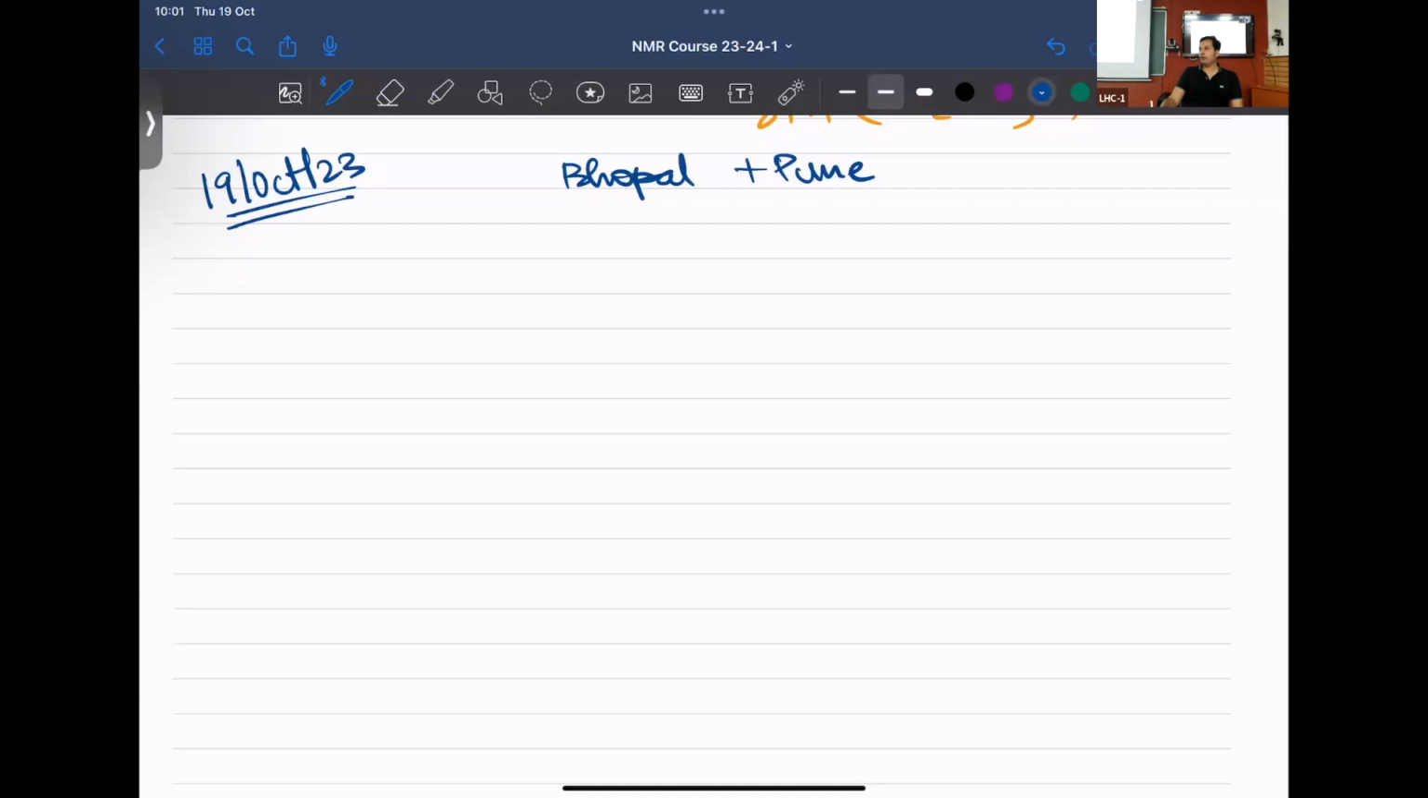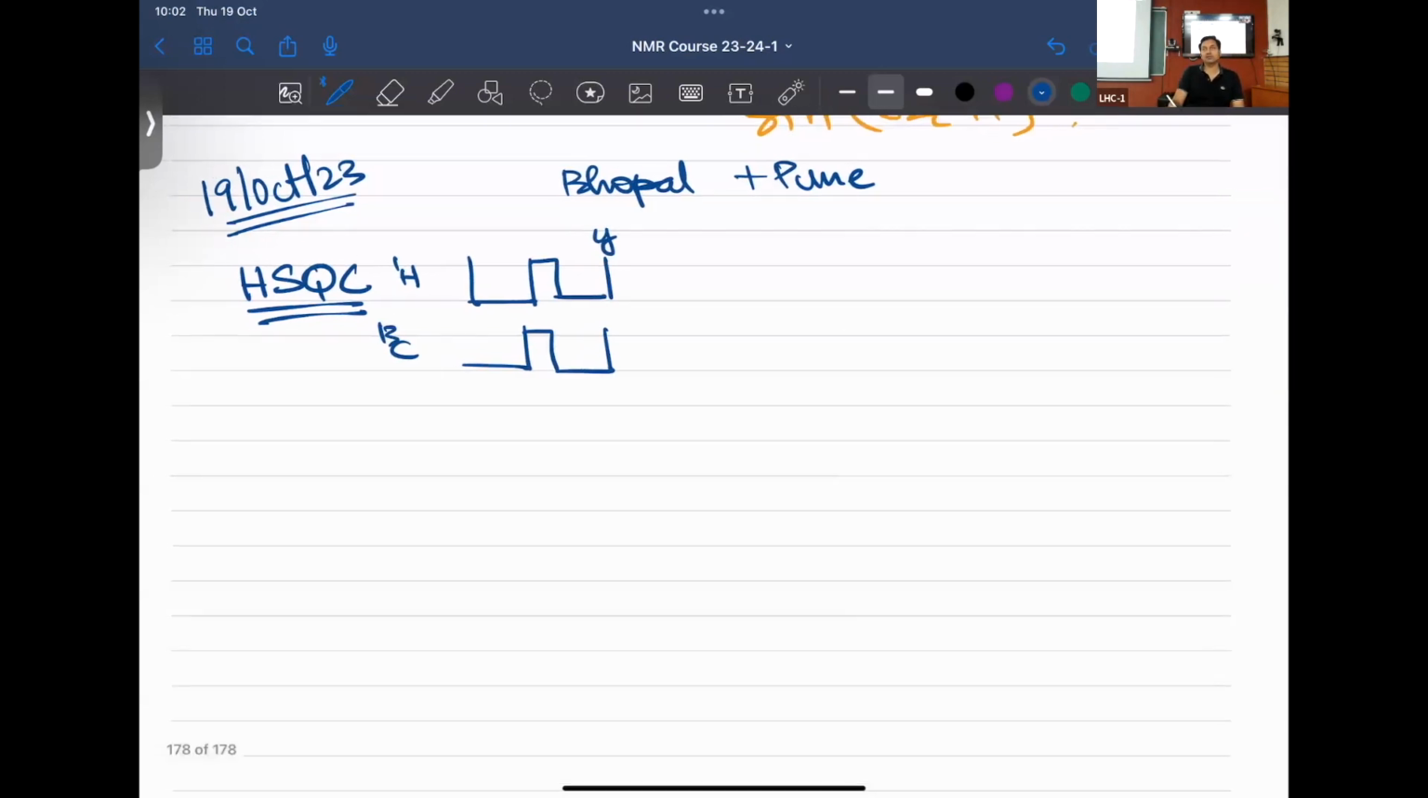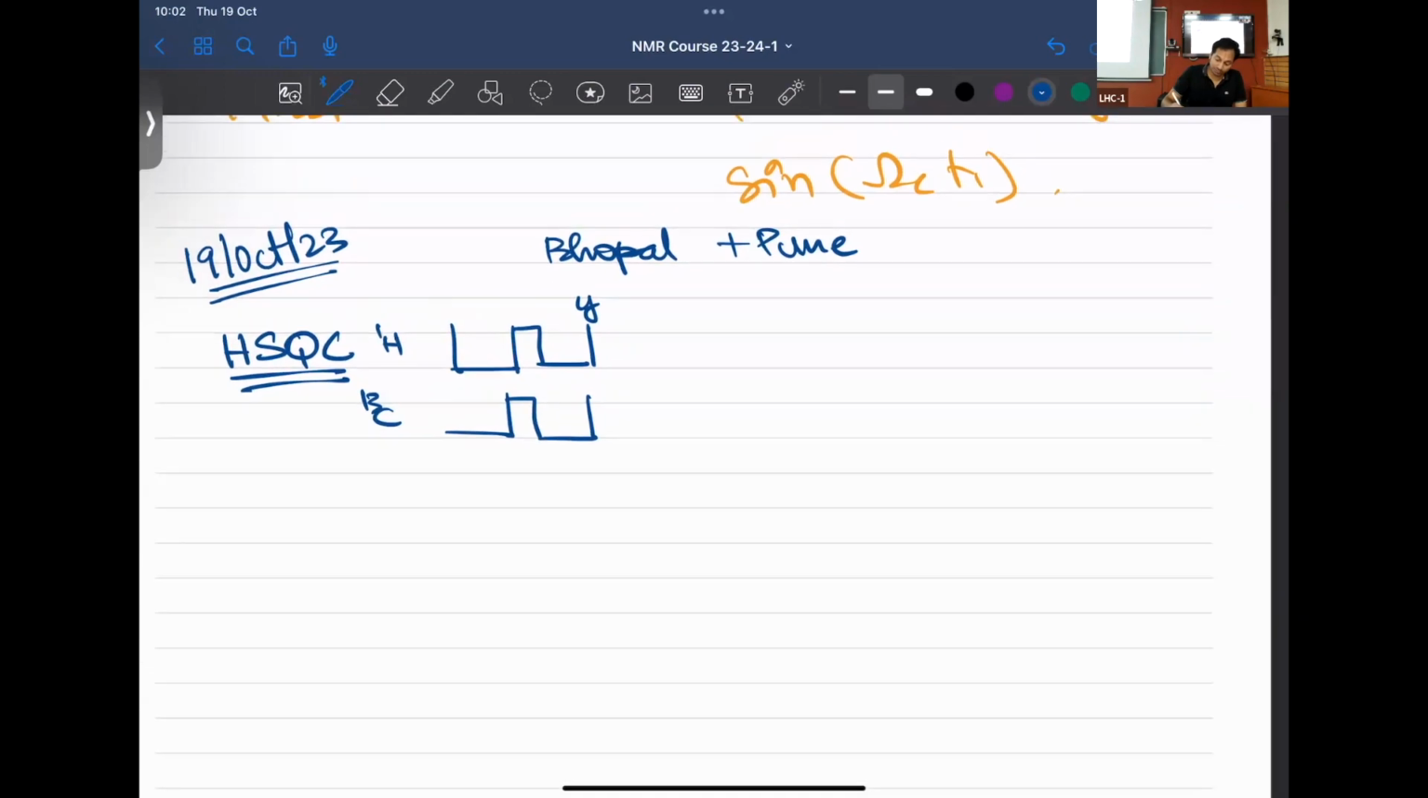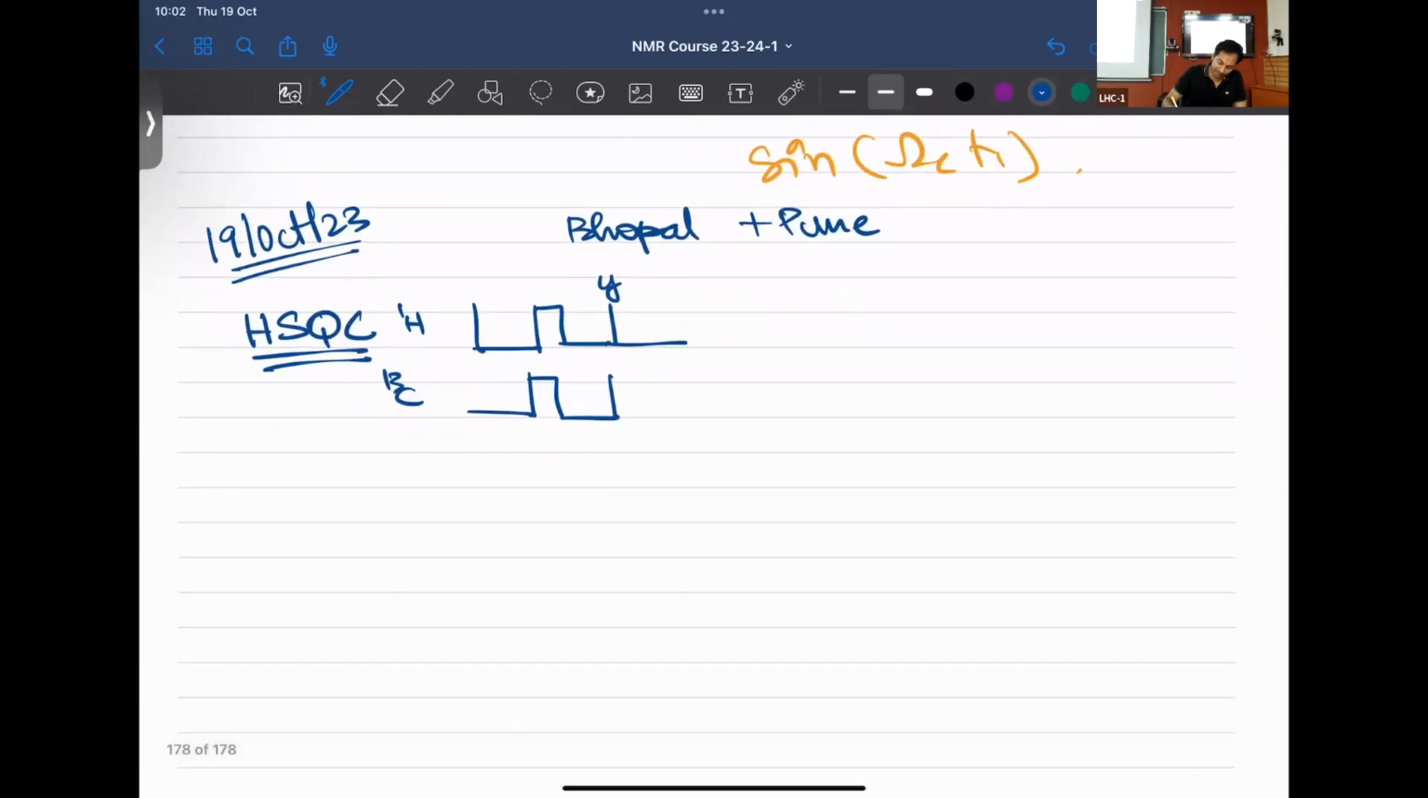Good morning, everyone. Let's continue where we left off. Yesterday, we were looking at how an HSQC pulse sequence looks. We did draw where we had the first INEPT, which transfers the polarization from proton to carbon. Of course, the second 90 pulse in the proton should be orthogonal to the first one, so I'm putting it as Y.